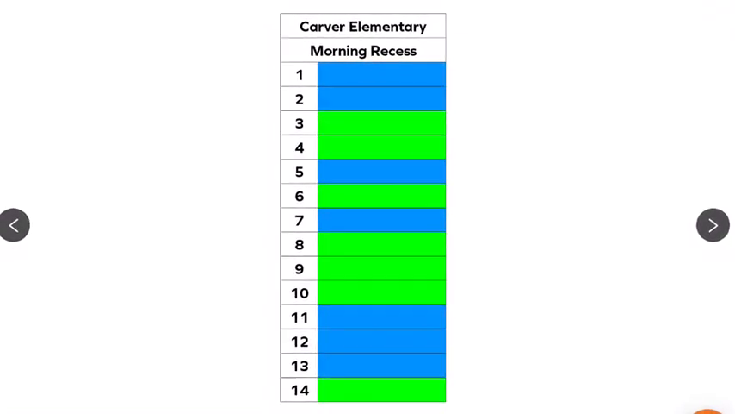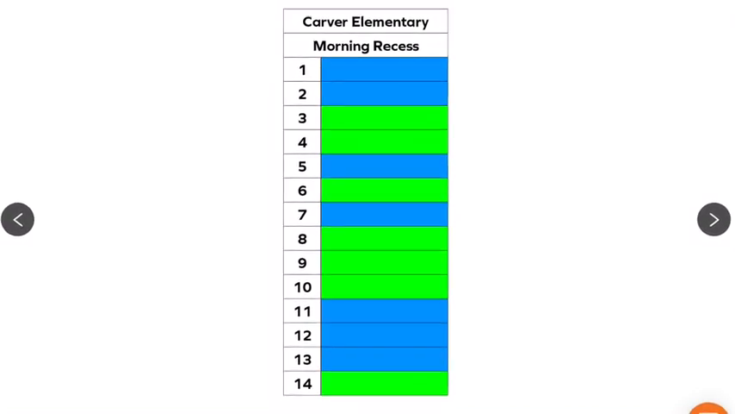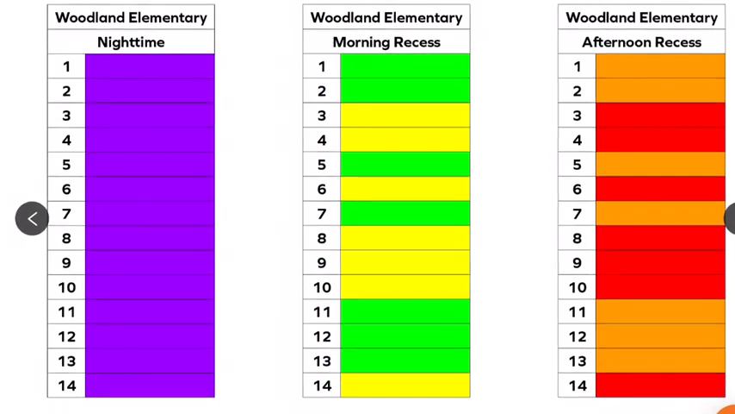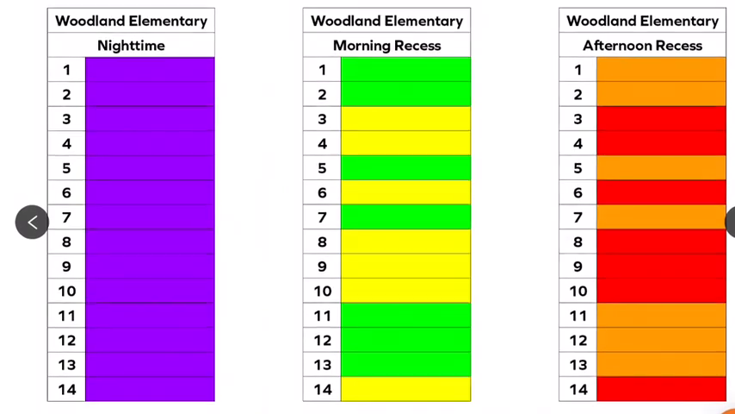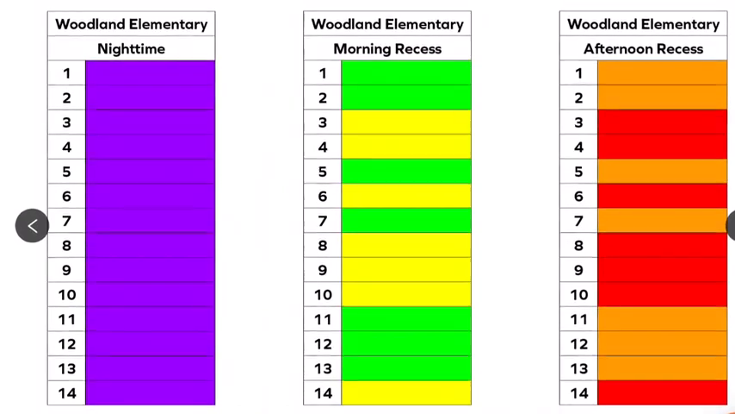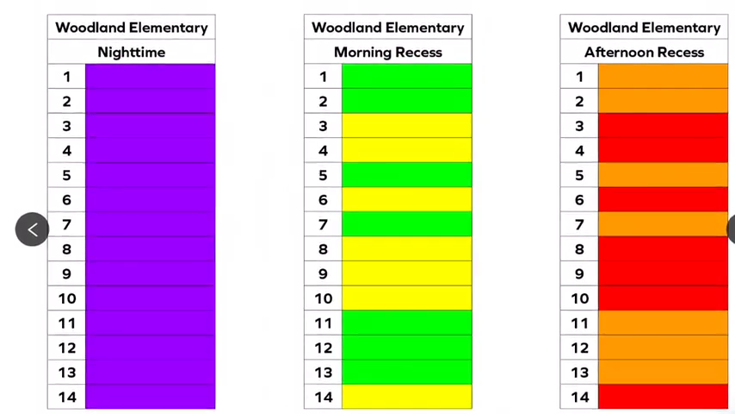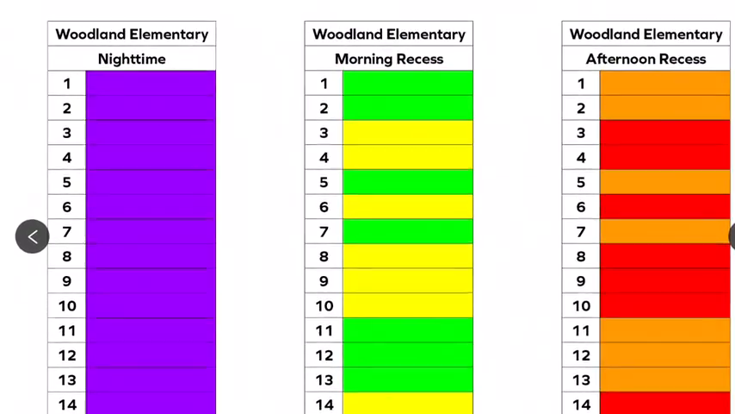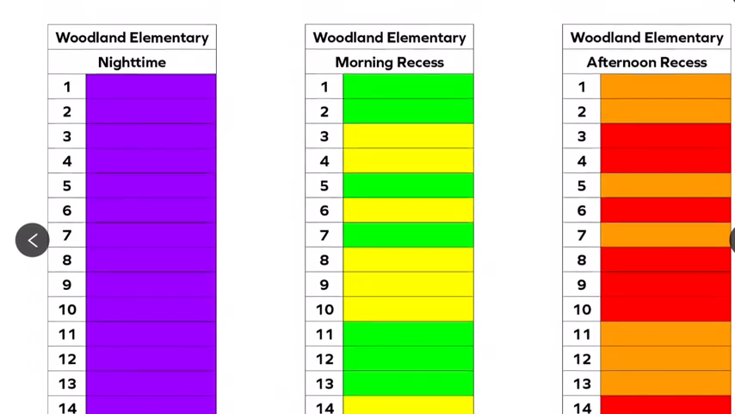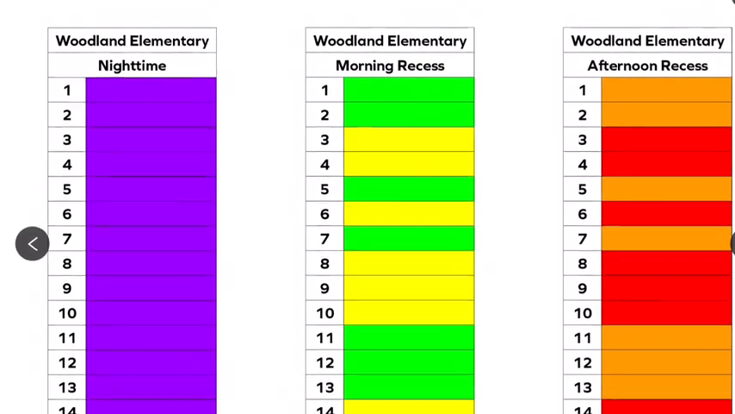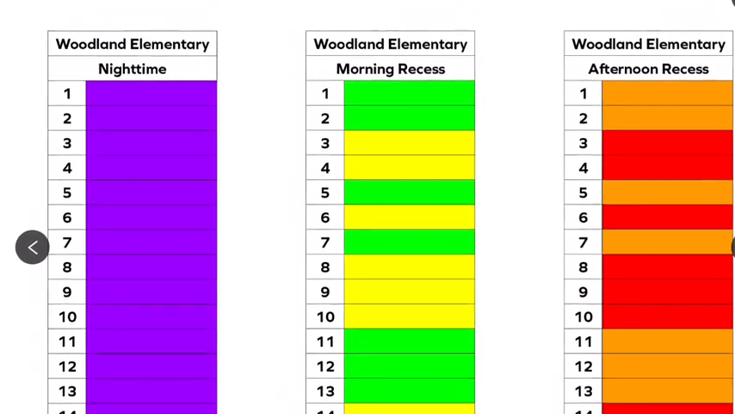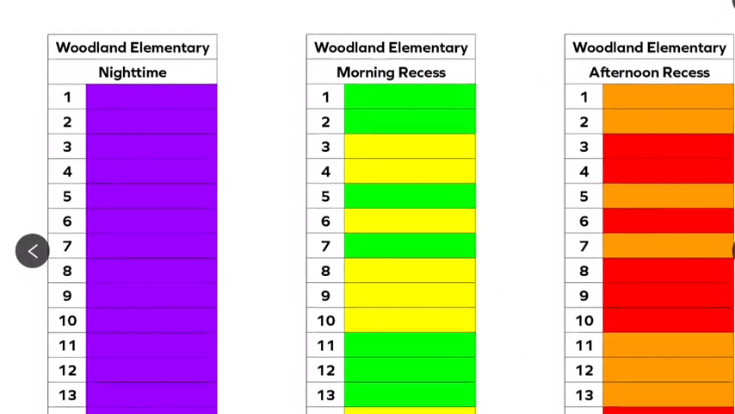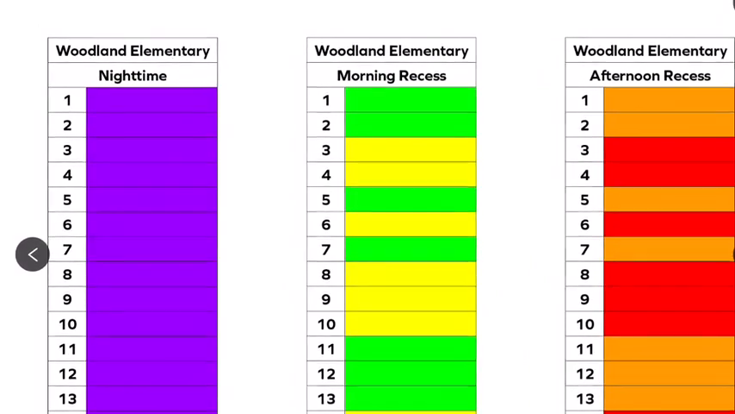All right, let's check out Woodland now. So looking at Woodland Elementary's data, you can see the same thing is true, right? At nighttime, it was very cold. The sun comes out, it warms up the surface of the playground to be warm and cool, and then as the sun shines on the surface longer, it turns into hot and very hot in the afternoon.